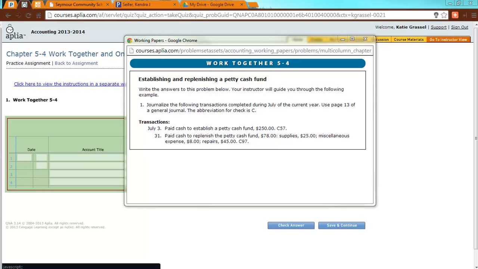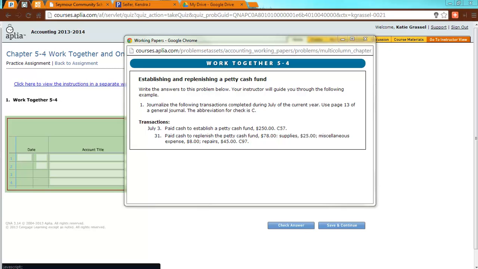Now, one thing I don't like about this example here is we are doing two transactions right next to each other that typically don't happen. Okay, the first transaction listed up here says on July 3rd, paid cash to establish a petty cash fund, $250. A business will do that transaction just once, and only once. Basically, what we're doing is transferring an amount from our cash account to a new account called petty cash.